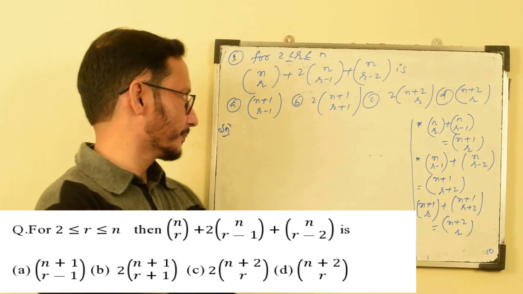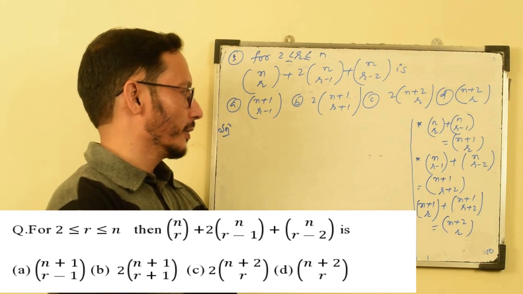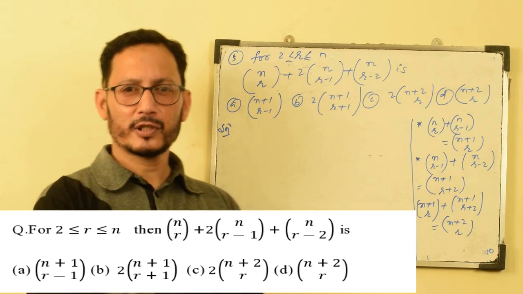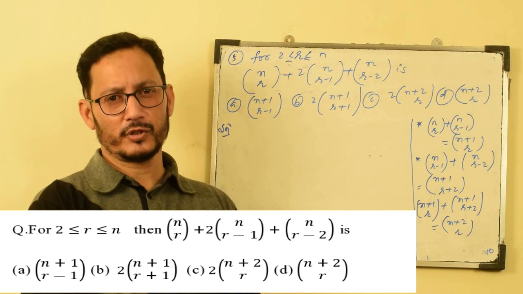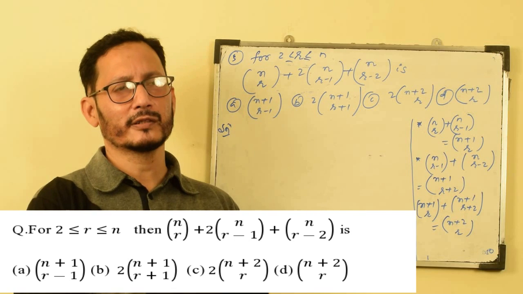Let's see this problem. This problem is from combination. So firstly, you should know what you mean by combination. Combination is a selection procedure. With the help of combination, we can select anything.